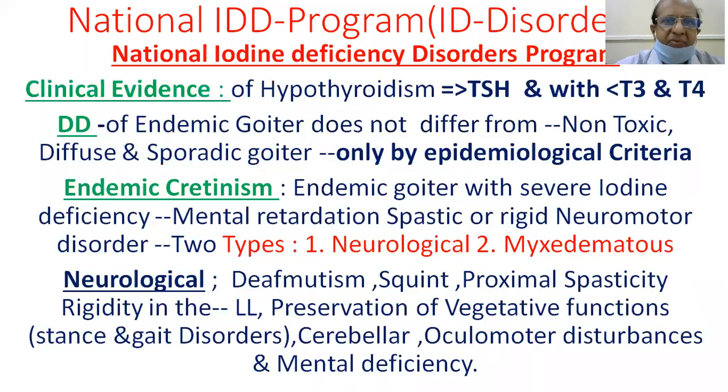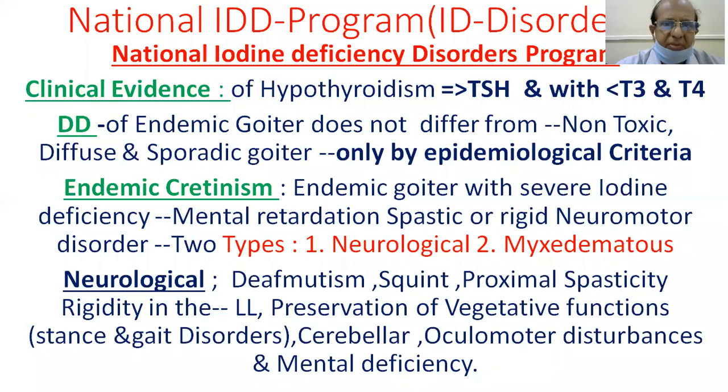So, clinical evidence of hypothyroidism. What is hypothyroidism? Increased TSH will be there, but decreased T3 and T4. Differential diagnosis of endemic goiter from non-toxic, diffuse, sporadic goiter differs only by epidemiological criteria. So epidemiologically only you have to diagnose endemic goiter from non-toxic, diffuse, and sporadic goiter.